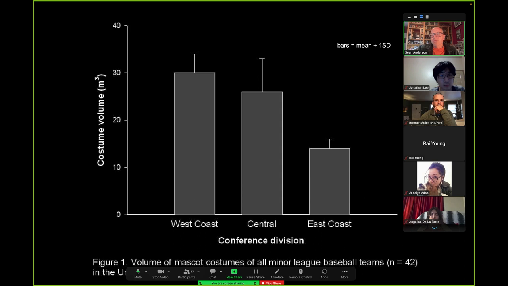So this is a redo of the same data. Does this make more sense now? Yeah. It's pretty obvious now that we're looking at mascot costumes from minor league baseball teams.